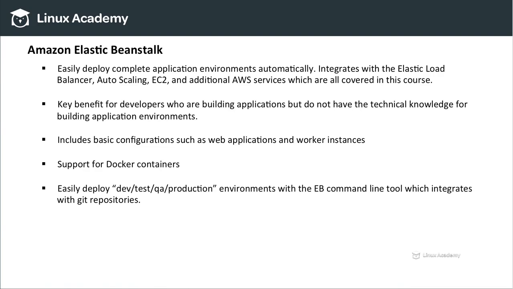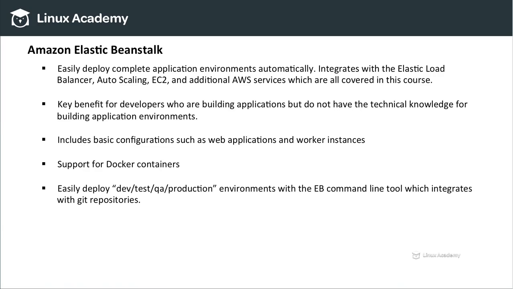So with Elastic Beanstalk, we can easily deploy dev, test, QA, production, or any other arbitrary environment with the EB command line tool, which integrates with Git repositories. For example, if I wanted to submit my application code inside of a dev repository and build out a dev environment that deploys the dev code, I could easily do that with the EB command line.